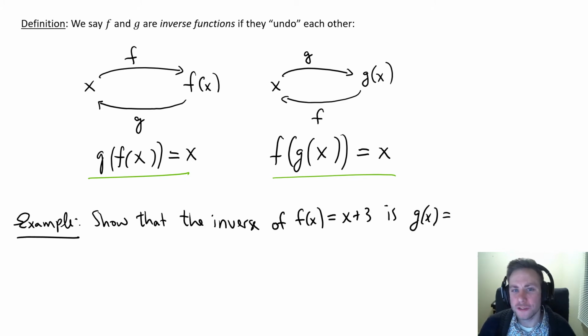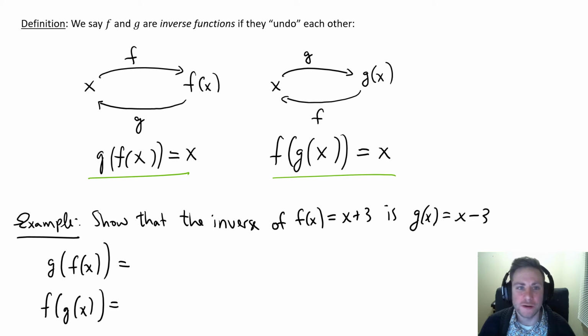Show that the inverse of f of x equals x plus 3 is g of x equals x minus 3. Well, f of x is a function that adds 3 to its input. So I'd expect the inverse to be something that does the opposite, subtracting 3 from its input. So this should make sense intuitively that the inverse function would be x minus 3. But to actually prove that these functions are inverses, we need to respect the actual definition rather than just making these assumptions. So let's calculate these quantities.